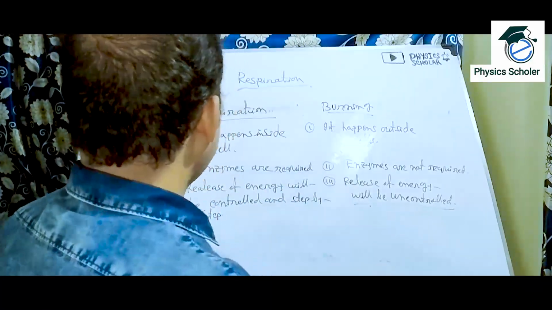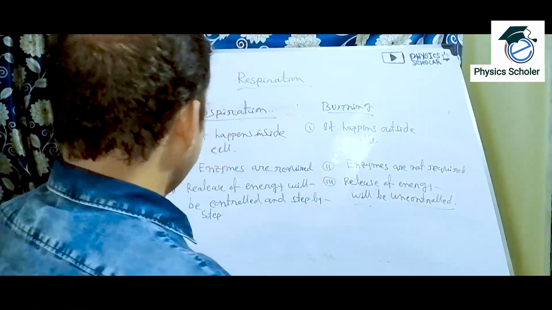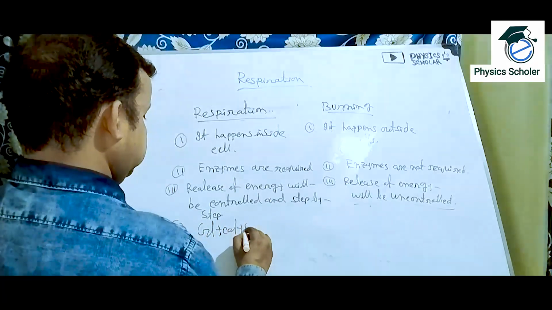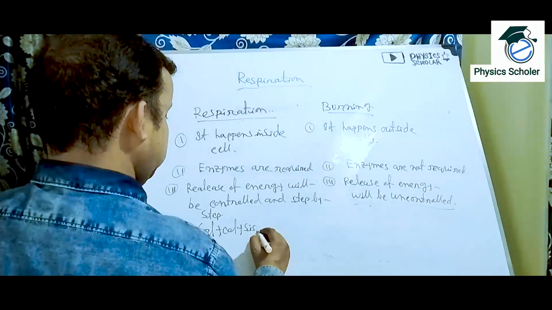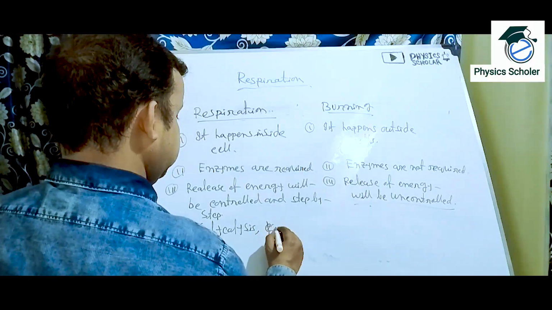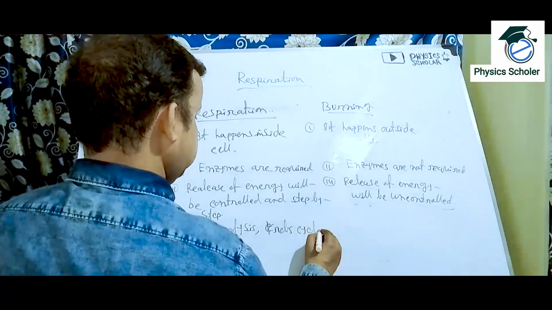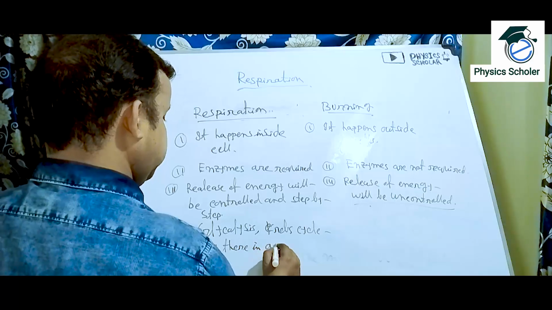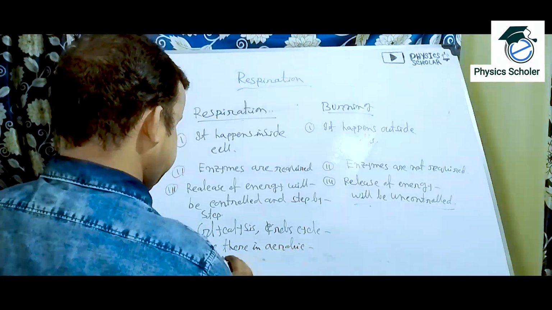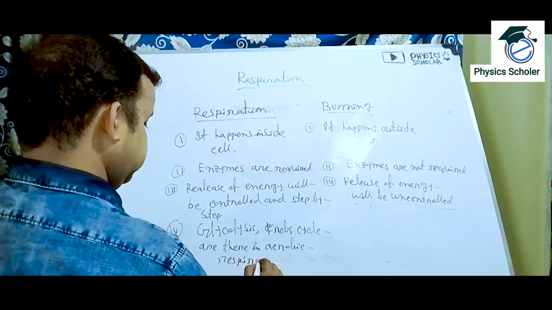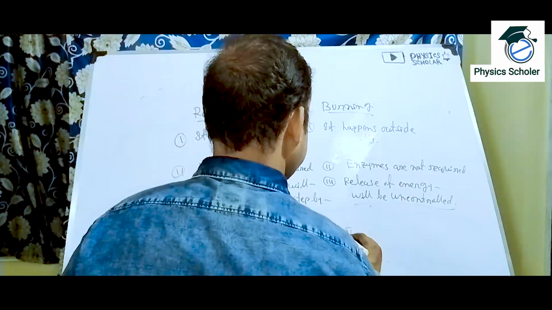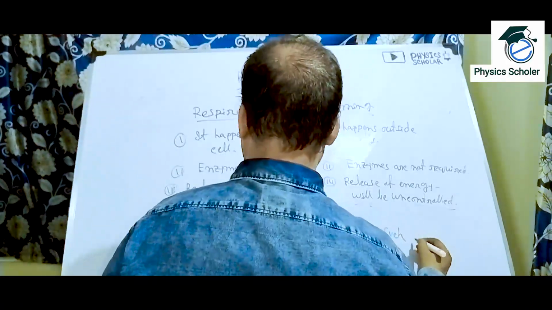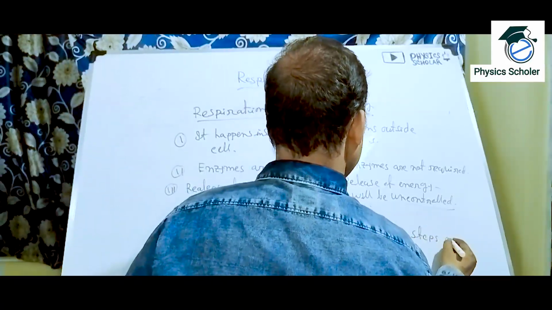Okay, so these are the major points actually. In aerobic respiration there are steps like glycolysis and the Krebs cycle. In burning, no such steps are there.